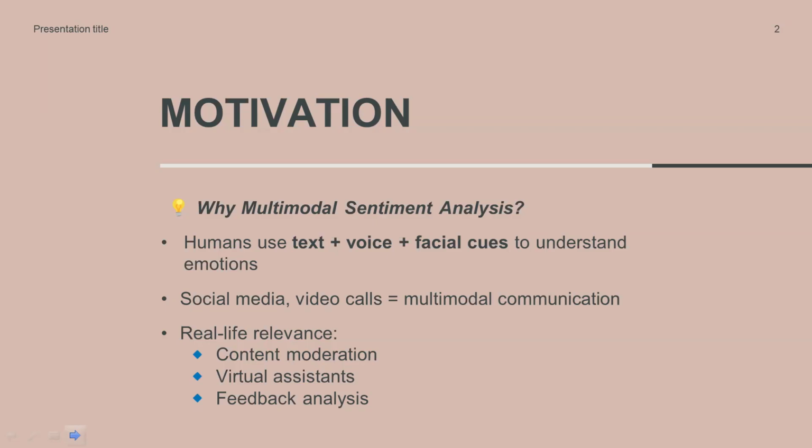So to truly understand sentiments in such scenarios, we need systems that go beyond just text. And this has real-world relevance, like content moderation, which can detect toxicity more reliably, virtual assistants, which can respond empathetically if they understand emotions, and customer feedback analysis, which becomes more insightful when tone and expressions are factored in, not just the words.